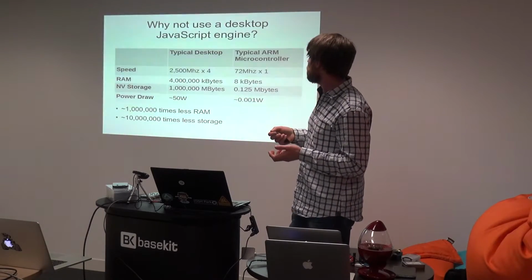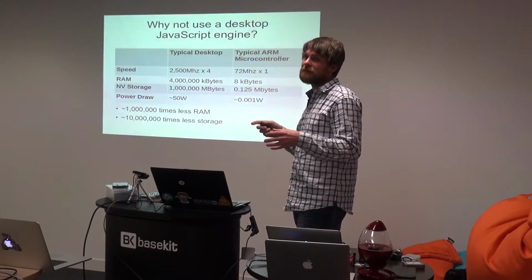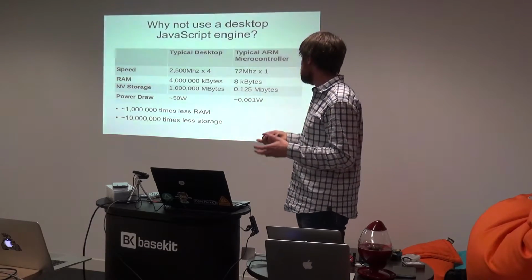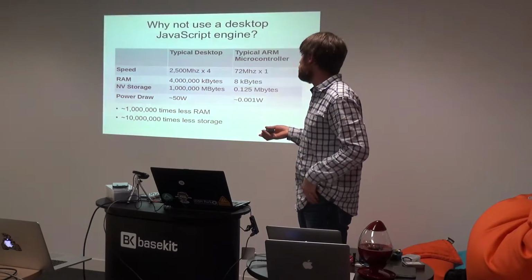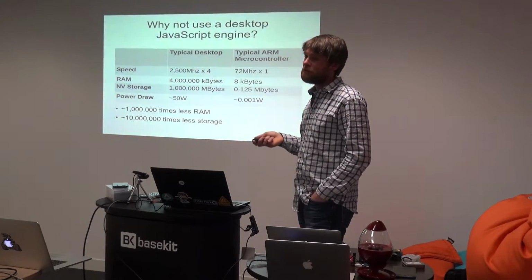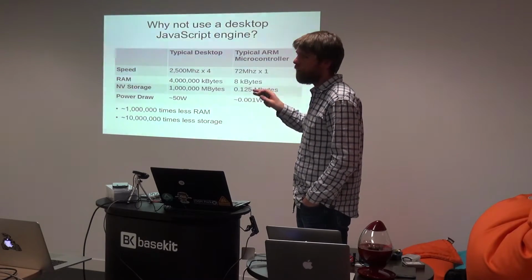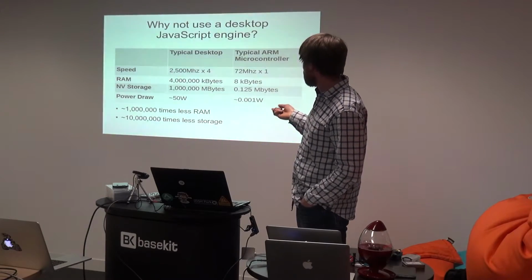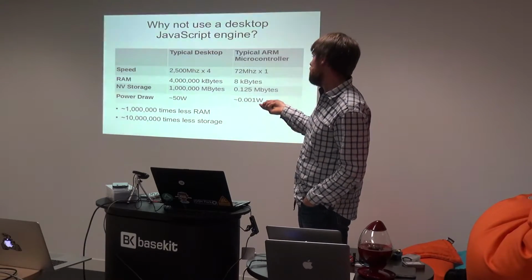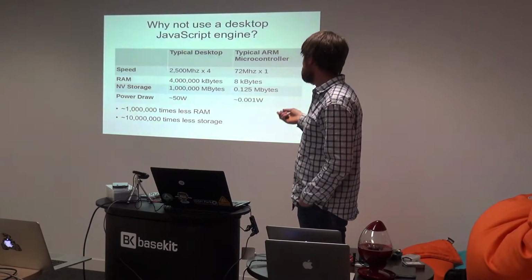So a lot of people have asked, why wouldn't you use a normal JavaScript engine and run it on a microcontroller? Really, it's just that they're very different computers. You've got about 1 million times less RAM. These numbers are kind of picked out of the air, but they give a rough idea of the order of magnitude. It's quite interesting that you've got 1 million times less RAM and 10 million times less storage, but there's not that much difference in processing power.